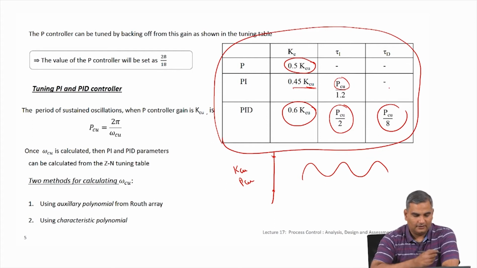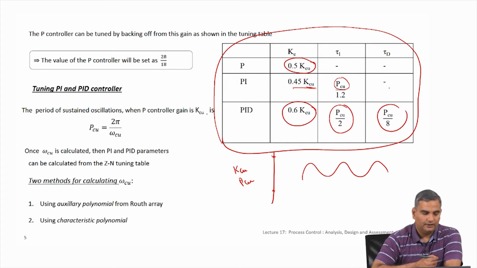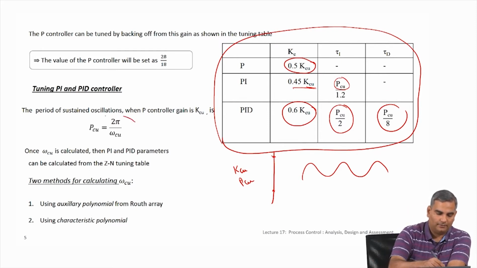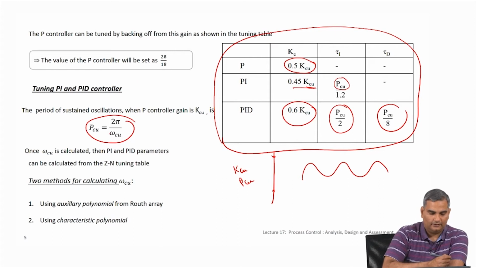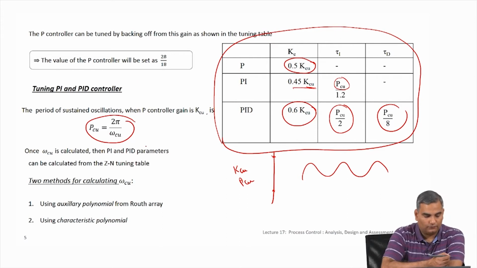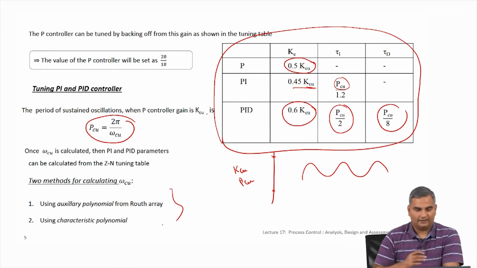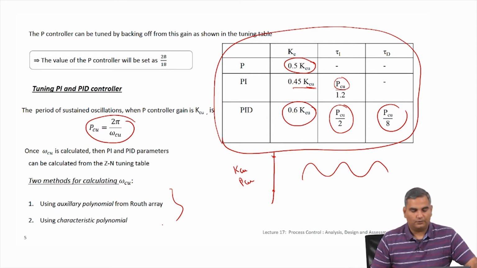Now, the last thing I have to show is how do you get the period of oscillation. So, the period of oscillation is computed as 2 pi by omega Cu, and this omega Cu is something we will compute using one of 2 approaches. I am going to show you both the approaches. One is using the auxiliary polynomial from the Routh array. The other one is using the characteristic polynomial itself to compute this omega Cu.